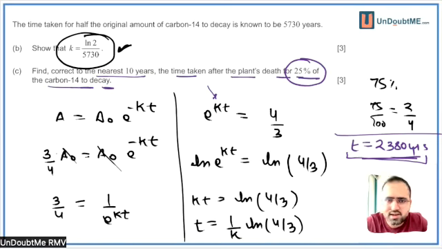Definitely more questions are needed on this to gain confidence. But yeah, this is what we have in log and exponents. There's nothing else conceptually. Try to practice questions directly on it.